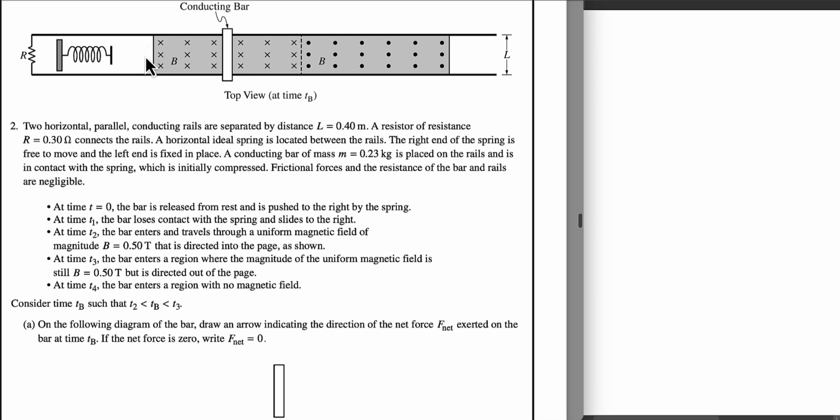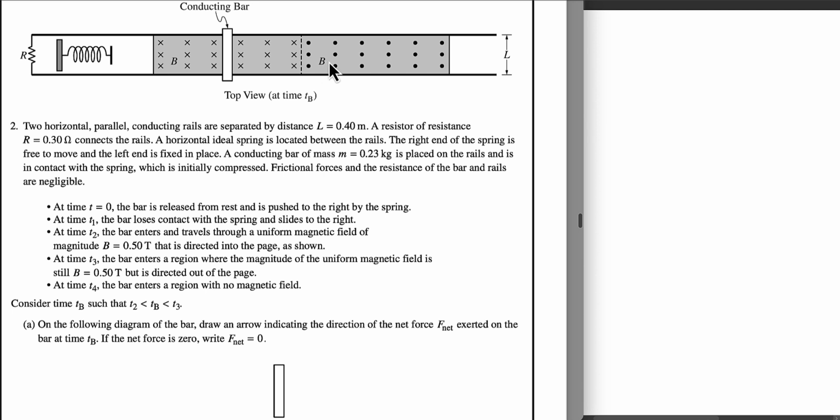And then because of the induction, that time is T1, and because of the induction in this metal bar, there will be current in the metal bar, and that will cause the magnetic field to apply a magnetic force pointing to the left on the bar, trying to slow it down. Okay, and then it will reduce its velocity, and then go through the second magnetic field region.